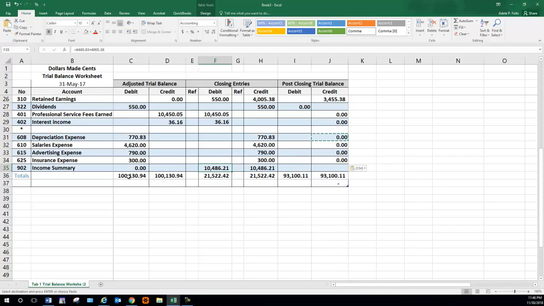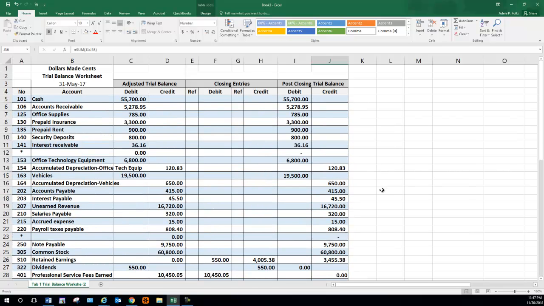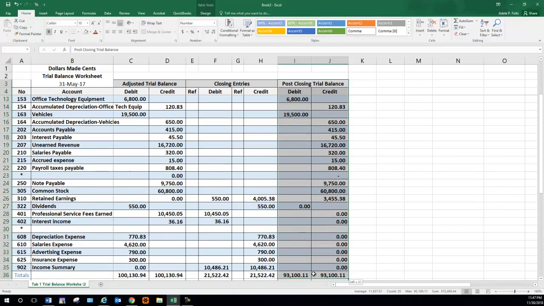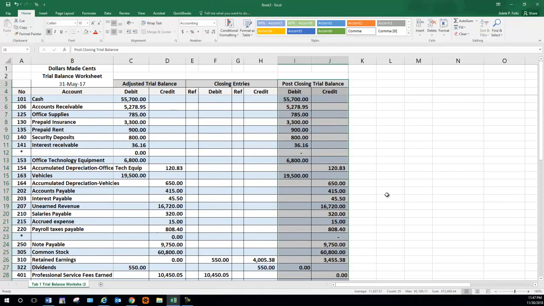Our income summary had a zero balance. We debited and we credited for the same amount, so it also ends up with a zero balance. So let's take a look at our trial balance. This is our post-closing trial balance. This is our starting point for June. On June 1st, these are the balances of our accounts.